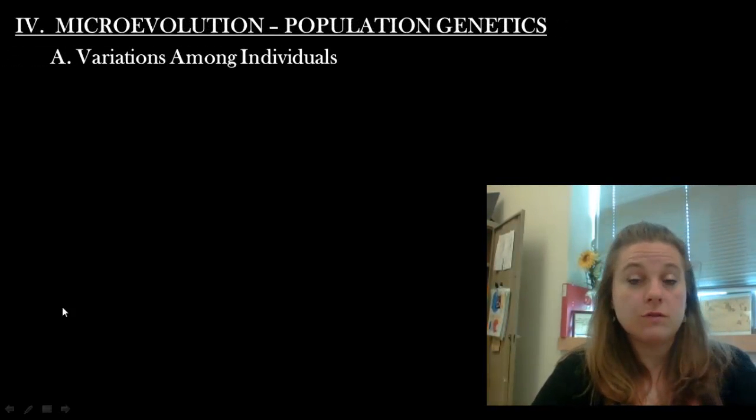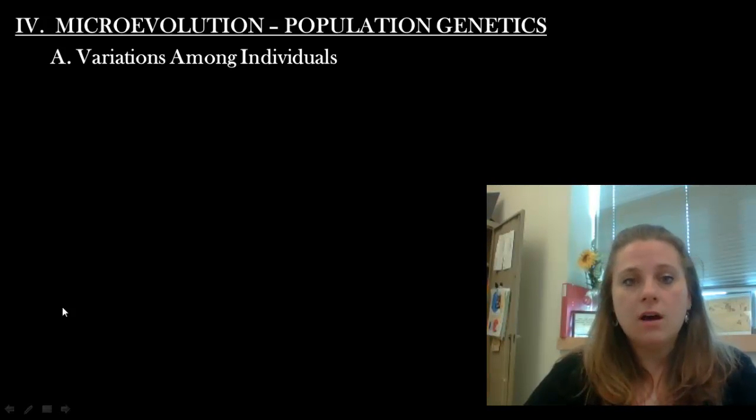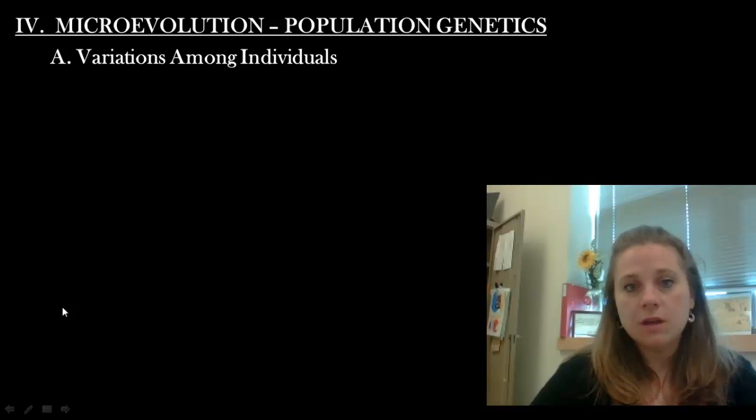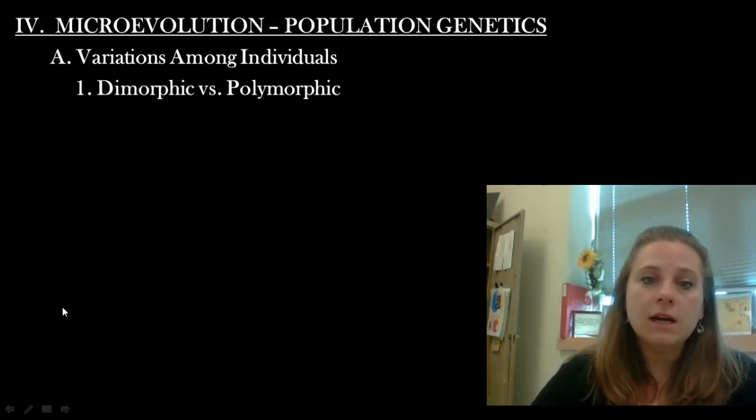Now, we know that there's variation. We saw this in the lab, and we know that even as a small group, we have variations among the individuals that exist in our populations. And this is really important to the sustainability of the population over time.